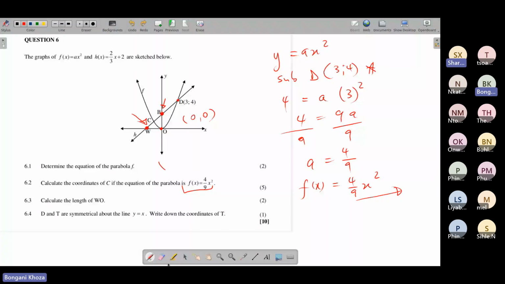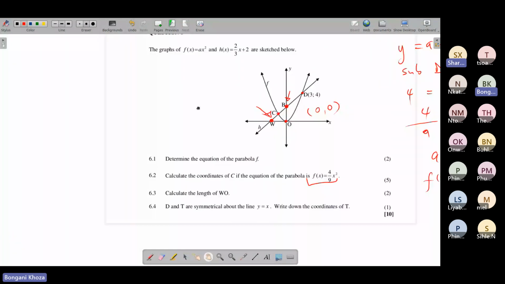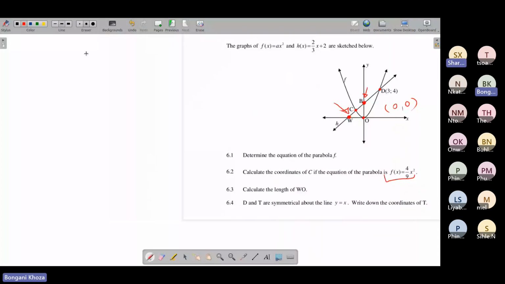Right? So C is also another point of intersection. For a point of intersection, remember we just equate the equation of f and the equation of h. So you say f of x equals h of x. So f of x, we said it was 4 over 9 x squared. It equals 2 over 3 x plus 2, like that. And then we just bring everything to one side. 4 over 9 x squared minus 2 over 3 x minus 2 equals 0.